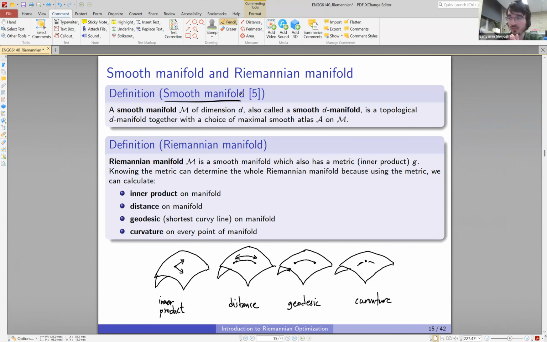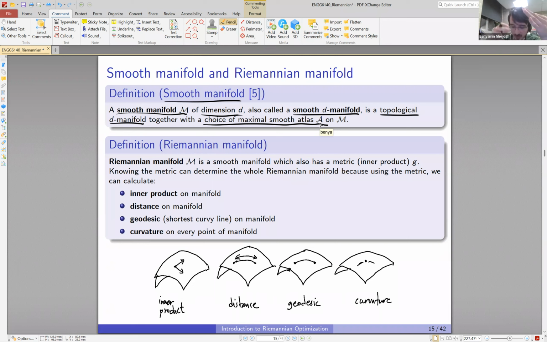Now let's define a smooth manifold. A smooth manifold M of dimension D, which means locally D-dimensional, also called a smooth D-manifold, is actually a topological D-manifold, but has some other things too, together with a choice of maximal smooth atlas A on M. So a smooth manifold is a topological manifold, but with some maximal smooth atlas. Okay, now we have defined topological manifold, then a smooth manifold.